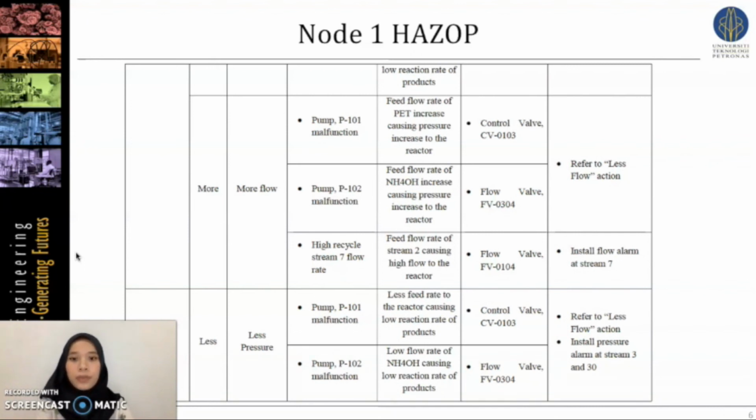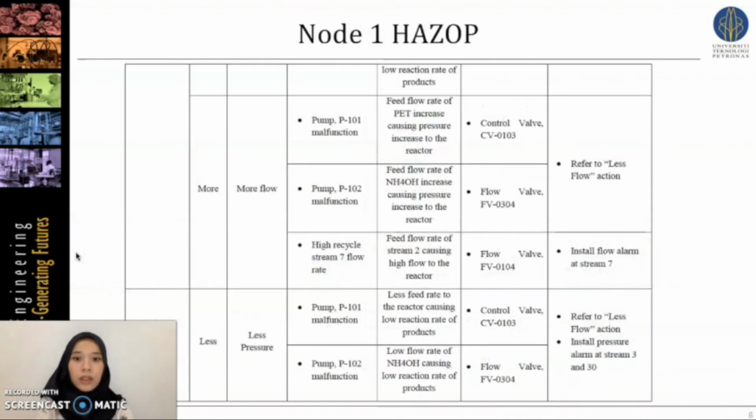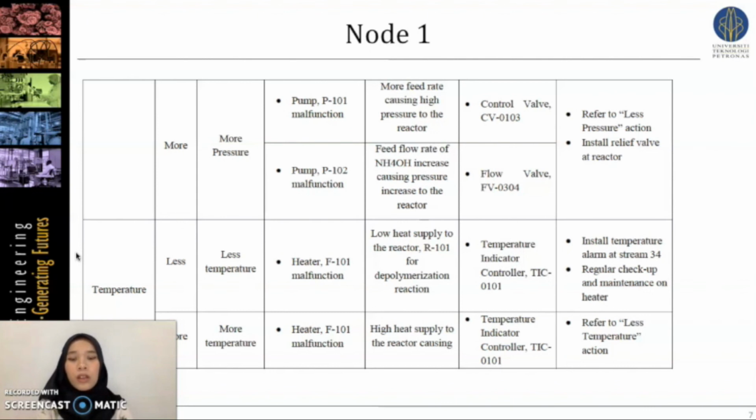For pressure, we have 2 deviations, which are less and more. The cause can be pump malfunction, thus causing less feed rate to the reactor. The safeguards available are CV0103 and FV0304. The action suggested can be referred to the less flow action, and to install a pressure alarm at streams 3 and 30. For more pressure, it can also be caused by pump malfunction, thus causing more feed rate into the reactor. The safeguards available are CV0103 and FV0304. The action is the same as the less pressure action, and to install a relief valve at the reactor.